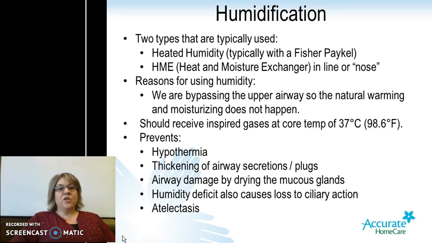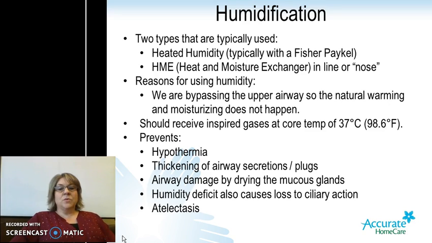There are two types of humidification that are typically used when someone has a tracheostomy. Heated humidity, typically with a Fisher-Paykel, or an HME, heat and moisture exchanger, either in line with the ventilator or a nose if they are not ventilator dependent.